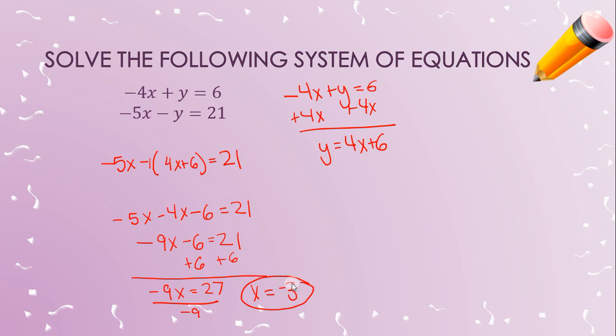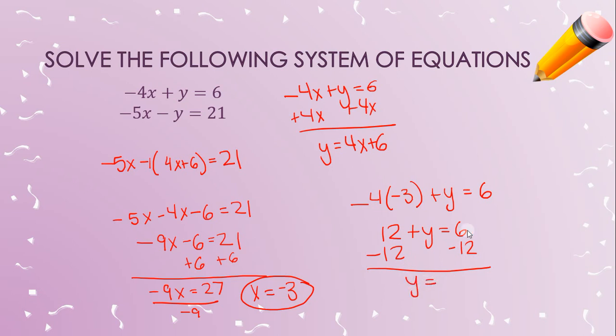So now what I need to do is take that negative 3 and pop it into one of my two equations up here for x. I'm going to do the top one just because it's easier math. So negative 4 times negative 3 plus y equals 6. Notice how I have an x here, so I put a negative 3 in the place of my x. So negative 4 times negative 3, that's a positive 12, plus y equals 6. Subtract 12 from both sides, and I get y equals 6 minus 12, negative 6. So I should have for an answer negative 3, negative 6.